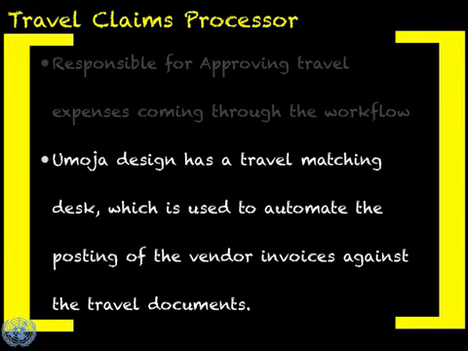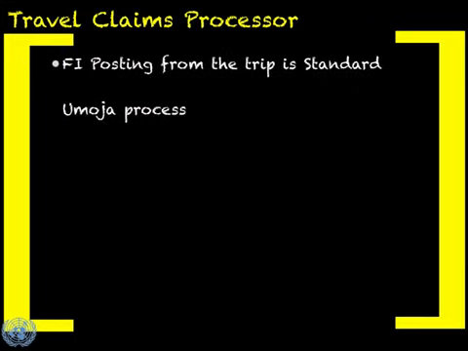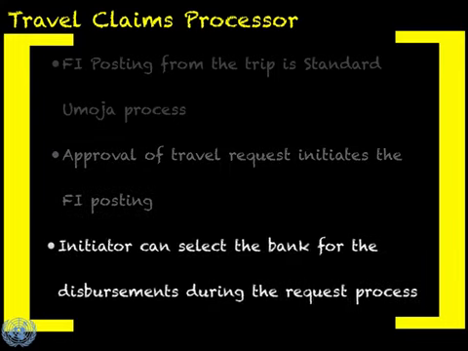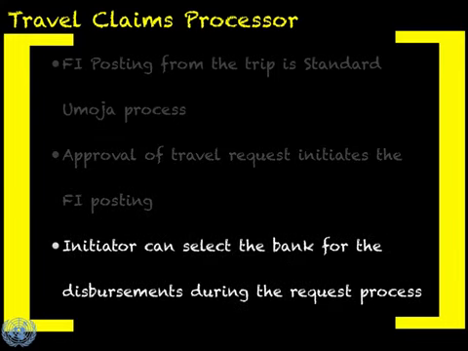And Umoja design has a travel matching desk which is used to automate the posting of the vendor invoices against the travel documents. The travel claims processor is also responsible for FI posting from the trip in a standard Umoja process, and approval of the travel request initiates the FI posting, and the initiator can select a bank of disbursement during the request process.